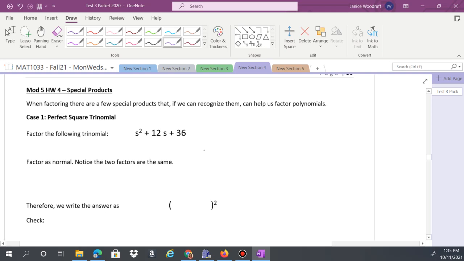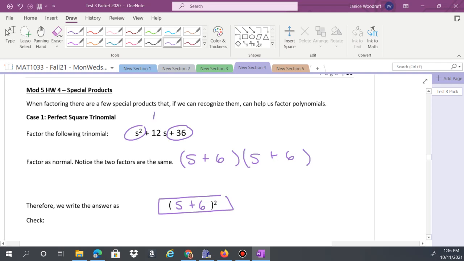So this is a monic trinomial. I put an S in both my parentheses, and I say, what multiplies to 36 and adds to 12? And we go through our factors, and we get 6 and 6. And they're the same. When they're the same, we write it like this: S plus 6 squared. So that is a perfect square trinomial. You can recognize them by factoring it and noticing the factors are the same, or the first term and the last term are both perfect squares.